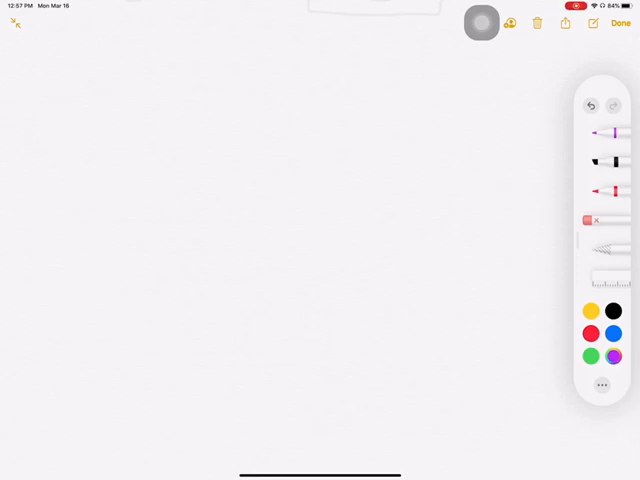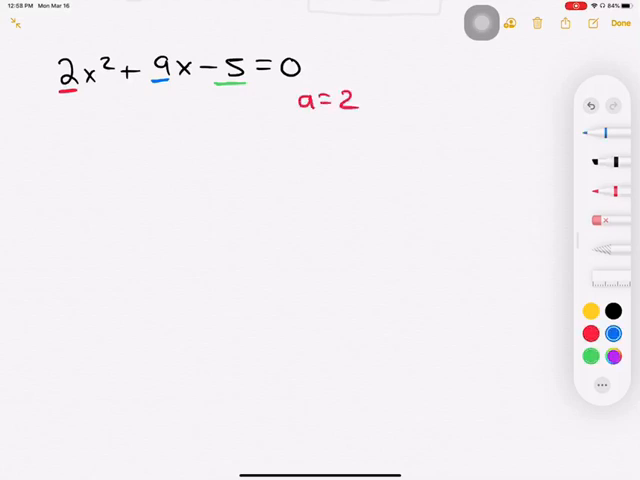Next example that shows is 2x squared plus 9x minus 5 equals 0. So this is in the form ax squared plus bx plus c equals 0. It's already set up to 0, so I can identify my values for a, b, and c. My value for a is 2. My value for b is 9. And my value for c is -5.